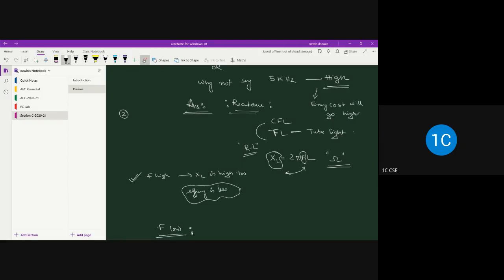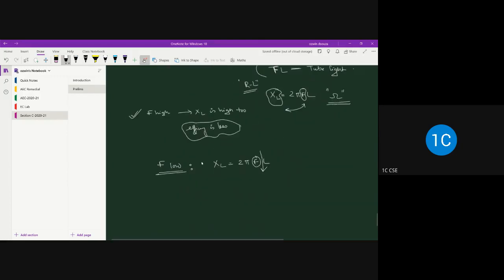Why not low frequency? If you operate at low frequency, since XL is directly proportional to F, if F is less, then XL will also be less, right? So it should be more efficient. Correct? Theoretically, it appears as though operating at a lower frequency will result in more energy efficiency. Your appliance becomes more energy efficient at the lower frequency, and you are expected to get a lesser electricity bill. If so, why are we not using a 5 Hz cycle?